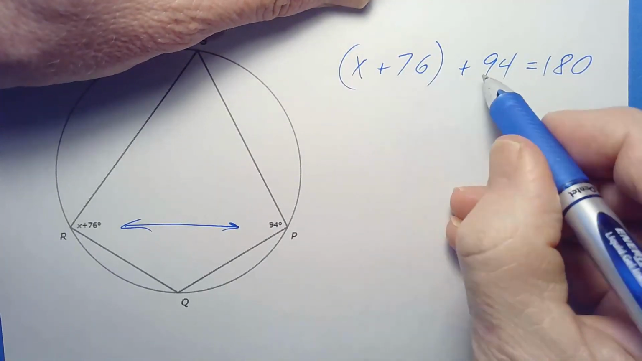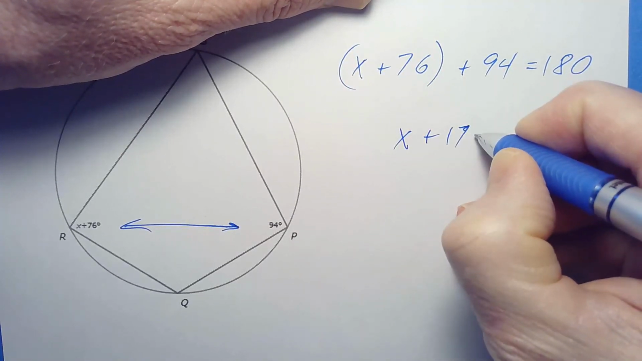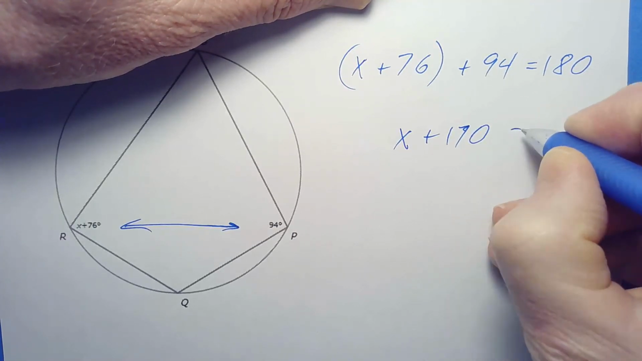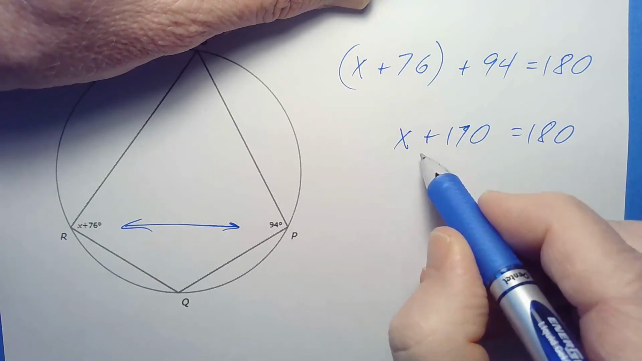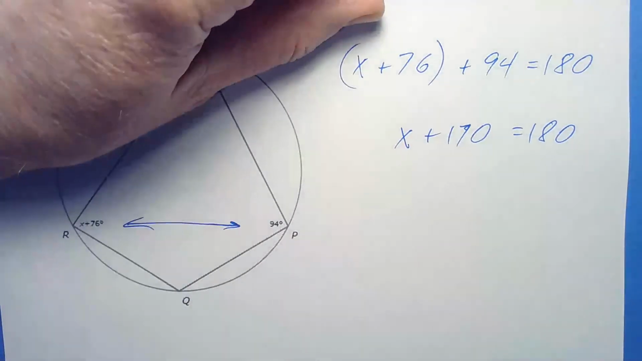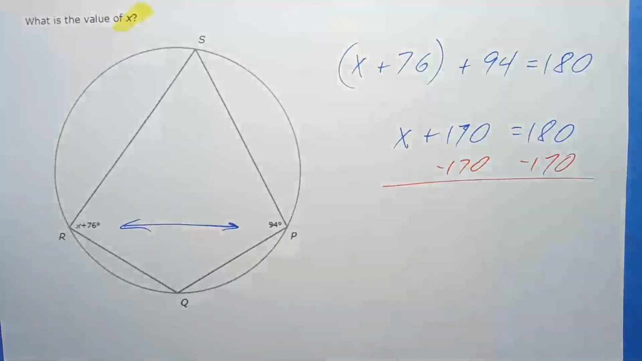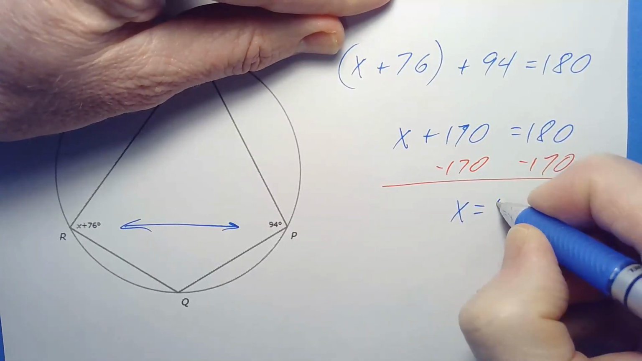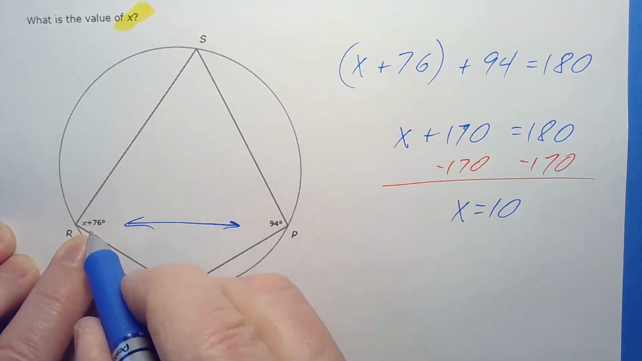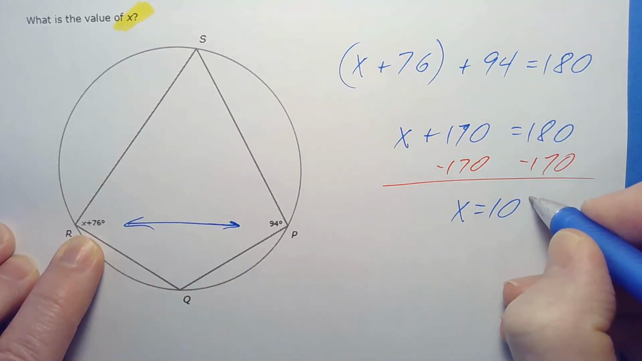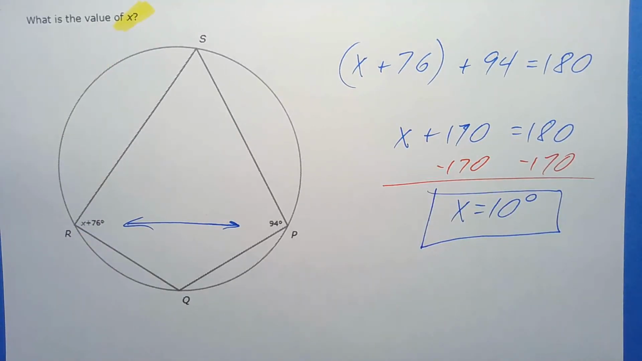Now if I add 76 and 94, I'm going to get x plus 170. All I've got to do now is solve. Minus 170, minus 170, and you're going to finally get x equal to 10. X equal to 10. Now, let's look back at this. It's in degrees, so really this should be x equals 10 degrees, but that would be your answer. What is x?